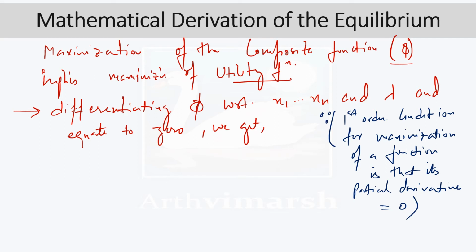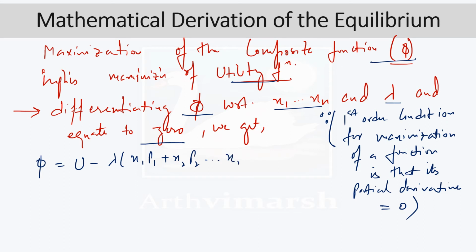So in order to maximize our utility function, we are going to go into the maximization of our composite function, which we derived in the previous step. We will be differentiating that phi function with respect to the quantities and lambda and equating it to 0. All right, I'll rewrite the expression of phi which we obtained in the previous step. We had phi equal to the utility function minus lambda times quantity times price plus quantity times price so on up to quantity n price n minus m.